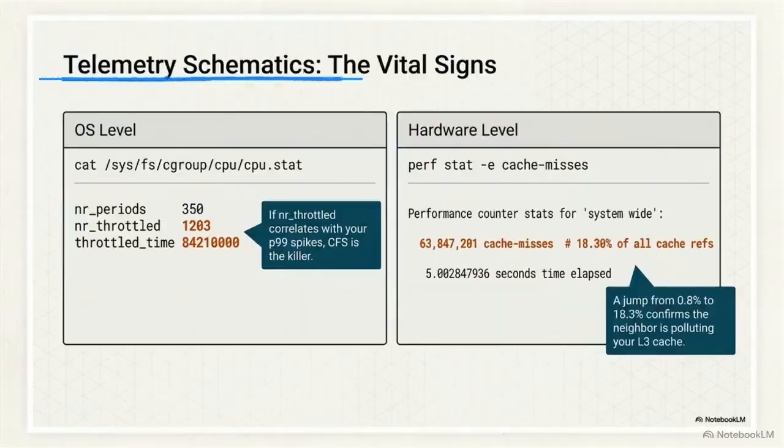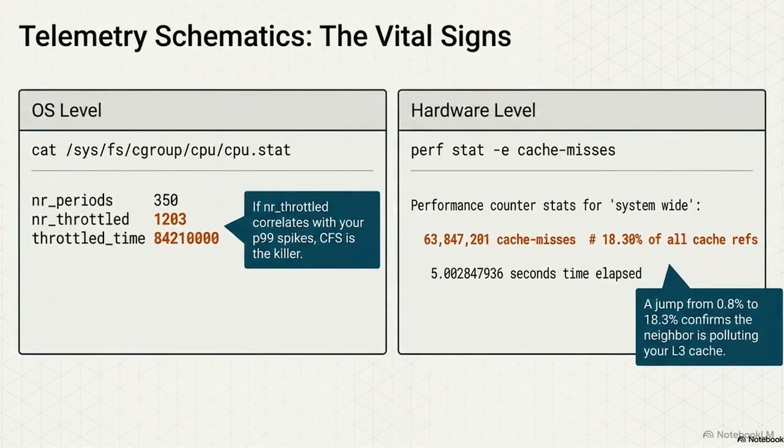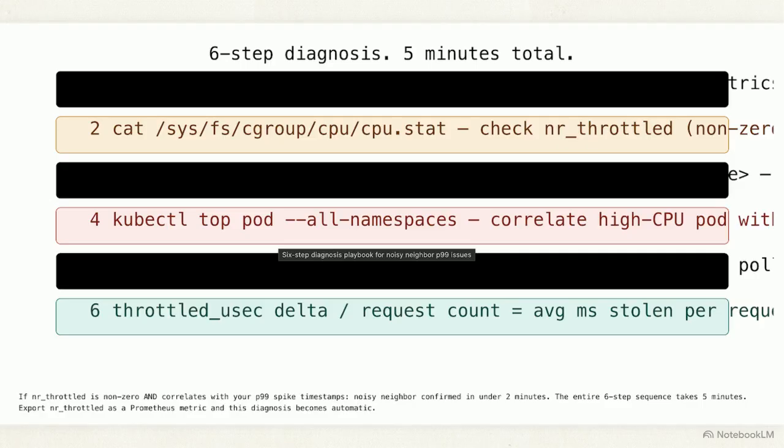Application metrics fail to diagnose contention. These schematics show the telemetry required to expose it: OS-level cpu.stat metrics to catch kernel throttling, and hardware-level performance counters to track cache evictions. This diagnosis playbook provides a strictly repeatable framework. By querying the cgroup file system for throttle events and running kubectl top during a spike window, engineers can directly correlate a specific neighbor's resource consumption with the exact timestamp of the latency anomaly.